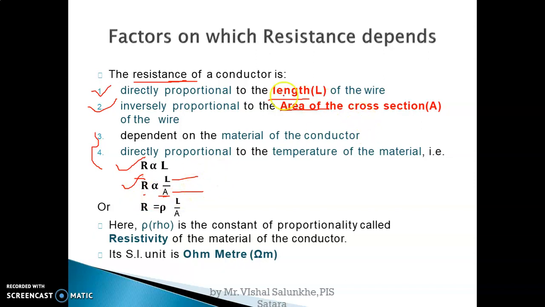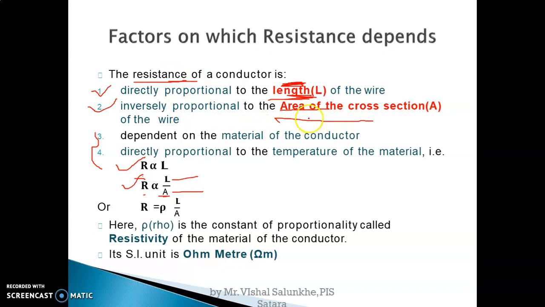Listen very carefully: if you increase the length of the wire, more length gives more path, and more path provides more resistance. That's why more length gives more resistance. That's why length is directly proportional to resistance, or vice versa. Got it? Similarly, why is area inversely proportional to resistance, or vice versa?